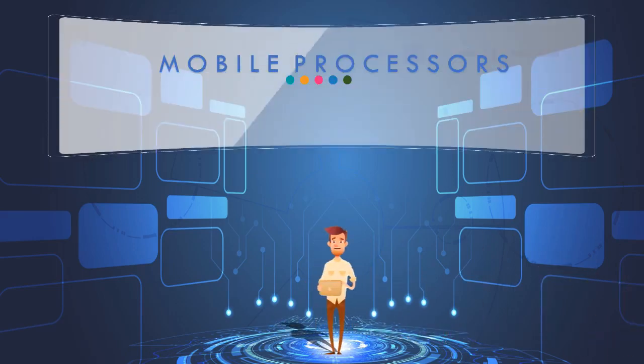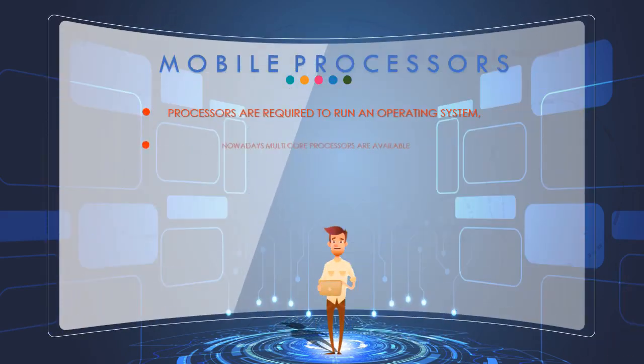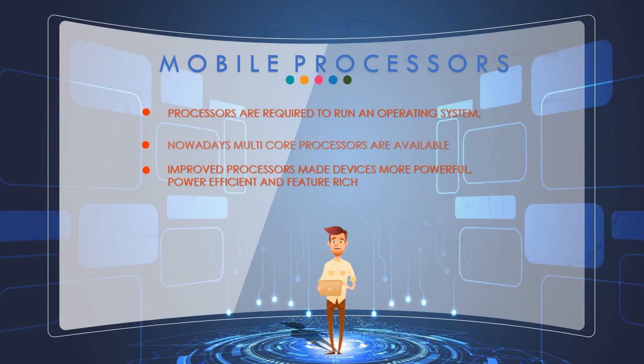Hello students, in this section we are going to see the mobile processors. Processors are required to run an operating system, be it on a desktop, laptop, mobile, tablet or any other kind of smart device. They provide the necessary resources to start the operating system, run an application or do certain tasks. Today's smartphones and mobile processors are very powerful, so much so that they can compete with the desktop computer itself.